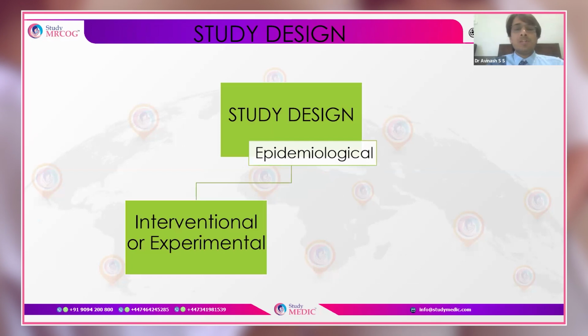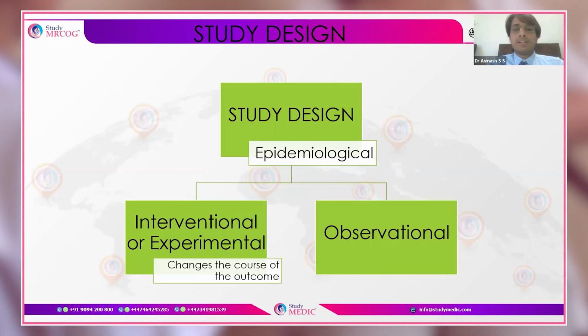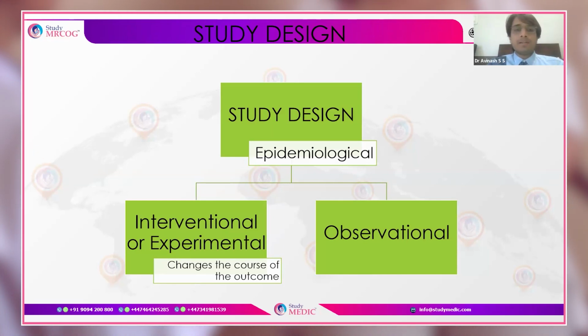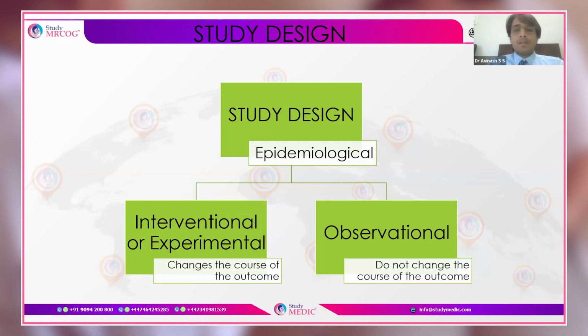Study designs are usually divided epidemiologically into interventional study designs and observational study designs. Interventional study designs are also called experimental study designs. Here there is an intervention which changes the course of the outcome, either in the form of treatment, counseling, training, or stopping of these, etc. The observational study designs do not have any interventions. They do not change the course of the outcome.